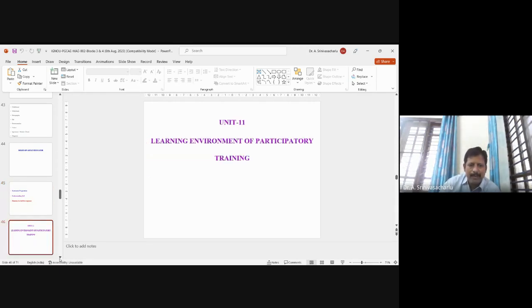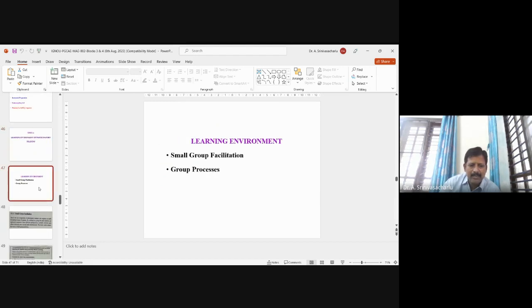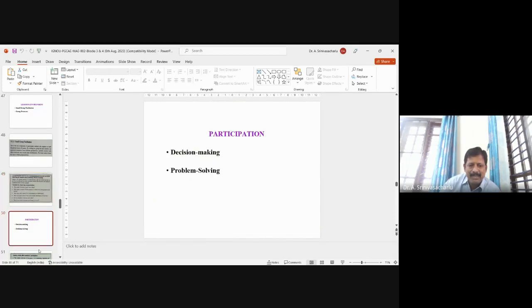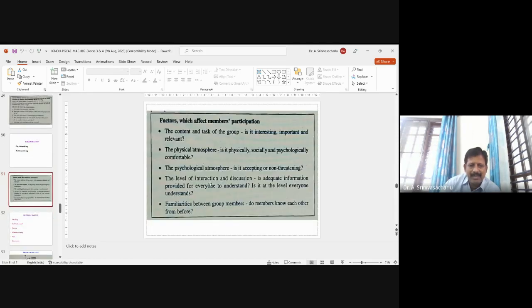Unit 11, learning environment of participatory training. Already we discussed small group facilitation. When you go for a small group, you should see who is dominating, who is not dominating, who is able to speak, who is encouraging others, who is keeping quiet, who is just listening, all that. Decision making, participation. People participate through decision making and problem solving. You can go on.